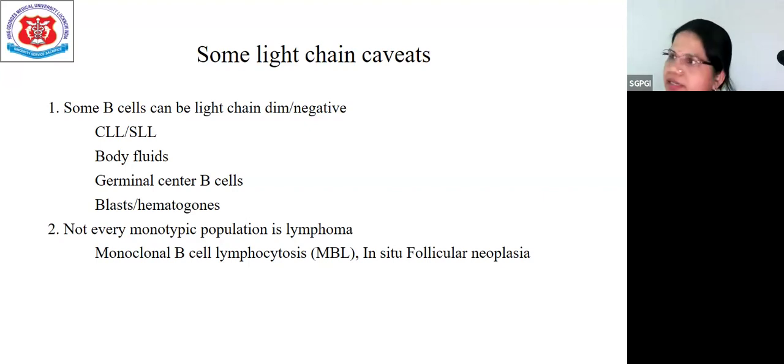So assessing this clonality alone is not sufficient to call a cell as a neoplastic. We have to assess this along with the expression of the other markers in the neoplastic population. So we have to take the phenotyping altogether, the expression of clonal marker as well as the expression of the other immunophenotypic markers. And not every monotypic population is lymphoma. As in case of monoclonal B cell lymphocytosis, these cases will be either kappa or lambda positive, but it's not lymphoma. In some cases of follicular neoplasia.